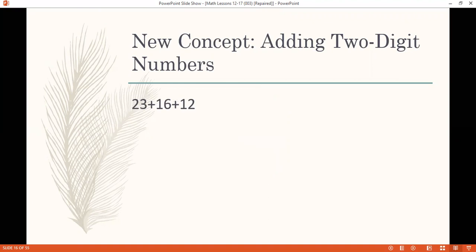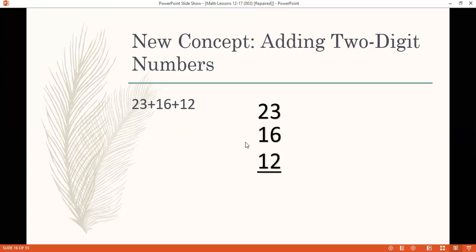So here's our next problem, still two digits, but 3 sets of numbers. And which of these 3 sets of numbers is our larger number? Which one is our larger number? 23. Whoops. And then we'll put 16 underneath it. And then underneath our 16, we'll put our 12.